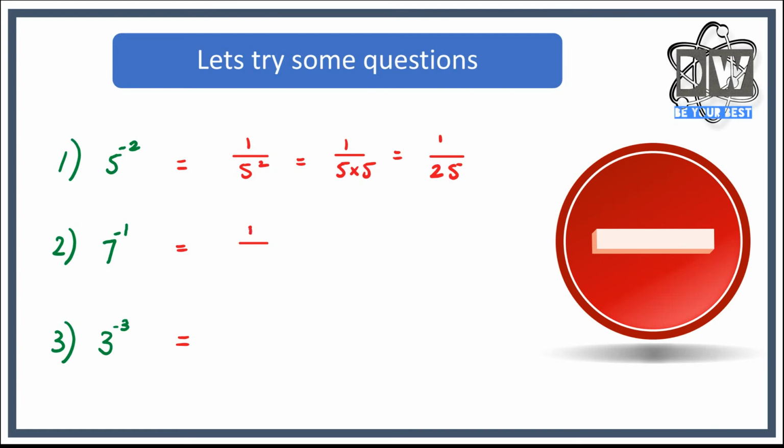The next one, hopefully this was a little bit of a twister for you, but we should have had 1 over 7. And on the last one, we should have had 1 over 3 to the power of 3. And that can be rewritten as 1 over 3 times 3 times 3, can't it? And then what's 3 times 3 times 3? Well, hopefully you know it's 1 over 27.